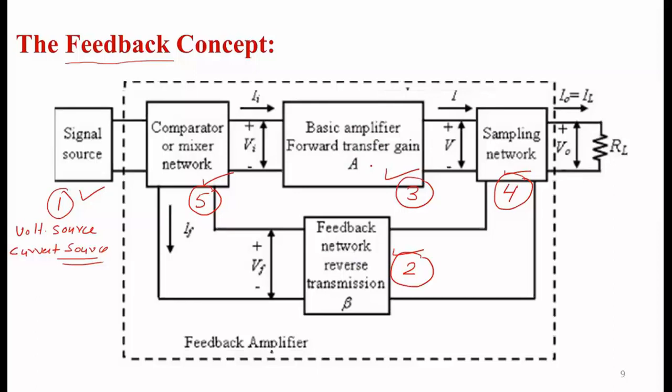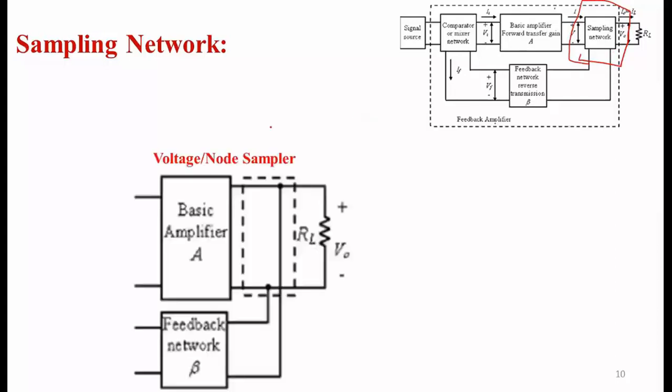It may be a voltage amplifier, current amplifier, transconductance amplifier, or transresistance amplifier. And this is the sampling network. So let's discuss the sampling network in detail. In the complete feedback network, this is the sampling network. The sampling network is of two types. One is the voltage or node sampler.